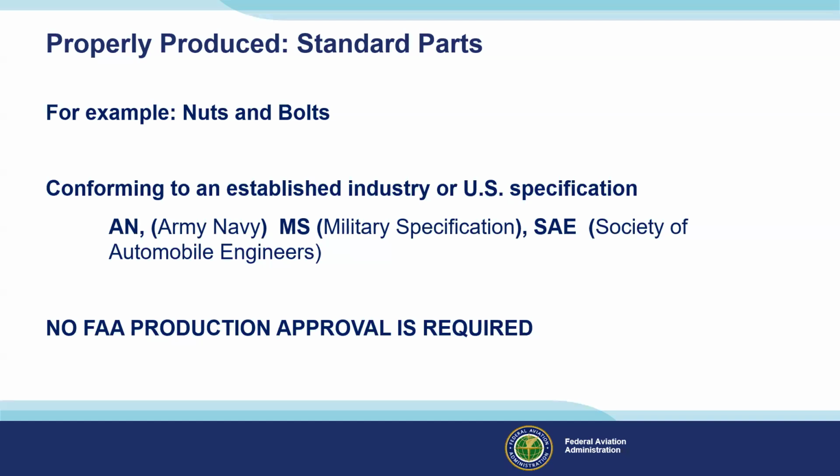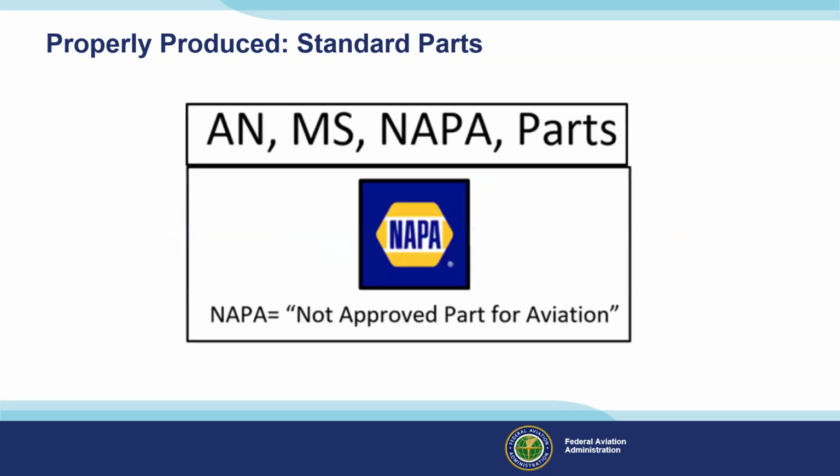Standard parts are nuts and bolts, for example, and they conform to an established industry or US specification. There are some examples: AN, MS, SAE. And no FAA production approval is required. And so in this table here, we have AN, MS, NAPA parts. And NAPA means not approved part for aviation. For the most part, you can't just go down to the automotive store and buy parts and put them on your aircraft. But later on, we will see an example where you can do that.